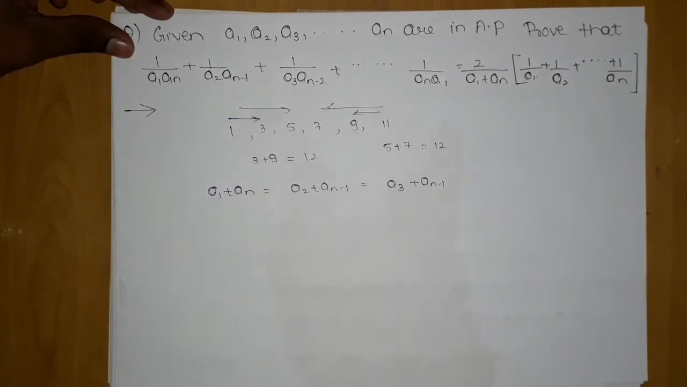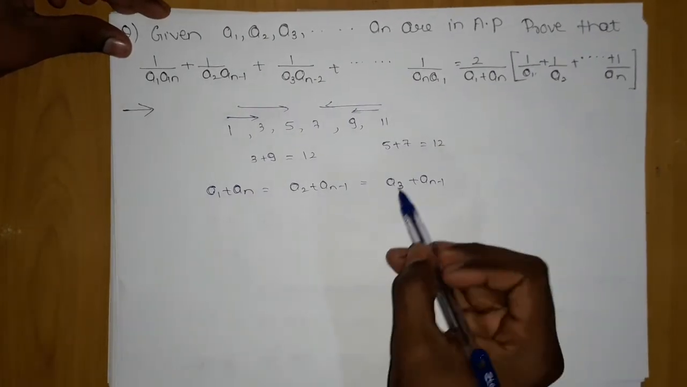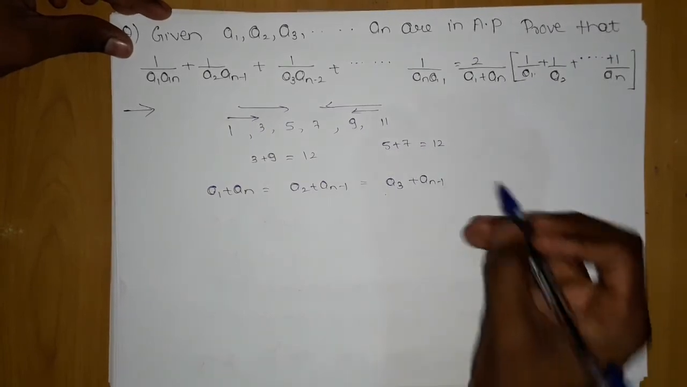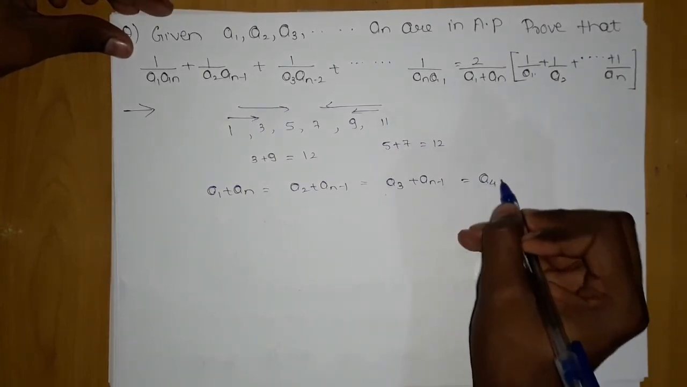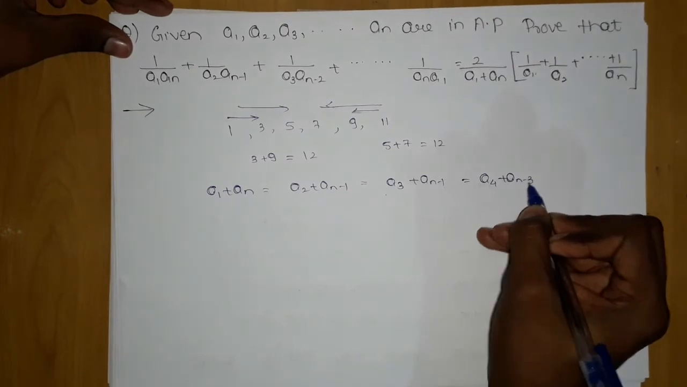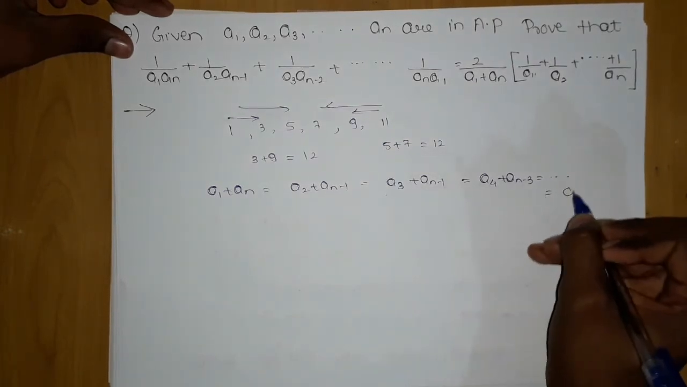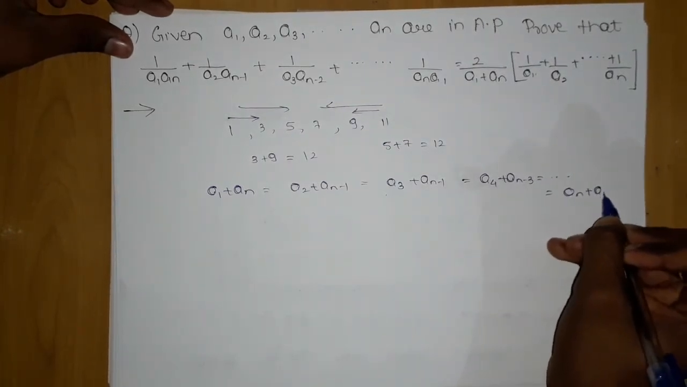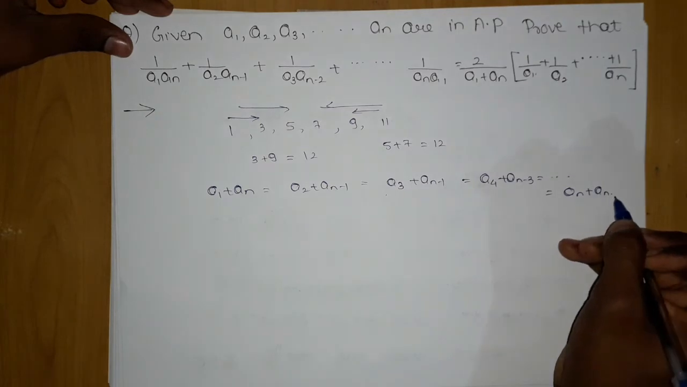Now listen, how will you know that this is the perfect last term for a3? The subscripts should add up to n plus 1. I have told this many times. Similarly, a4 plus an minus 3, till what? an plus a1.